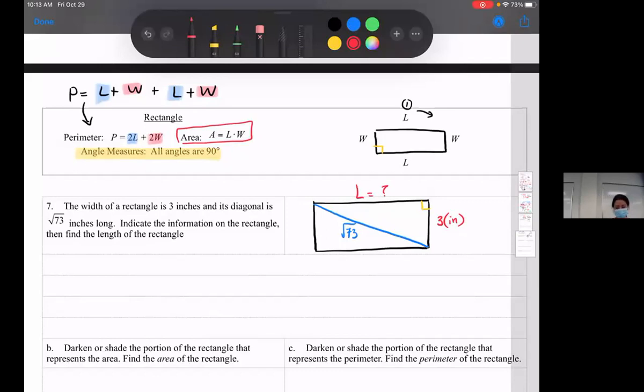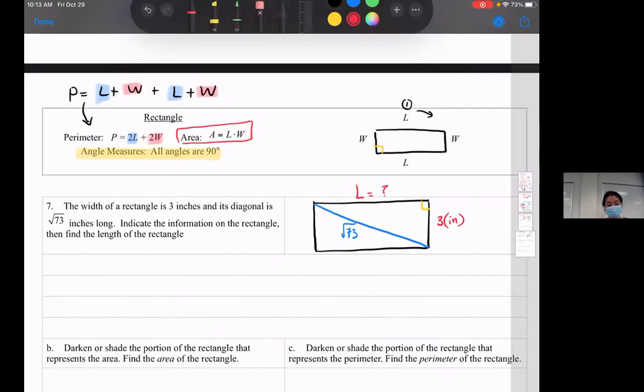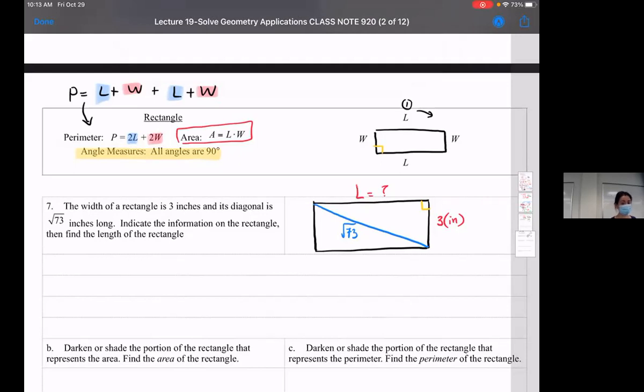My home audience, do you have any suggestion how to find L? You don't have to give me everything, just what you think. What's your approach? No, the square root of 73 is the diagonal, which is in blue right there. I want to find L. No, it says length. The length is the square root of 73? If you plug it in the calculator, the square root of 73 is roughly some decimal.